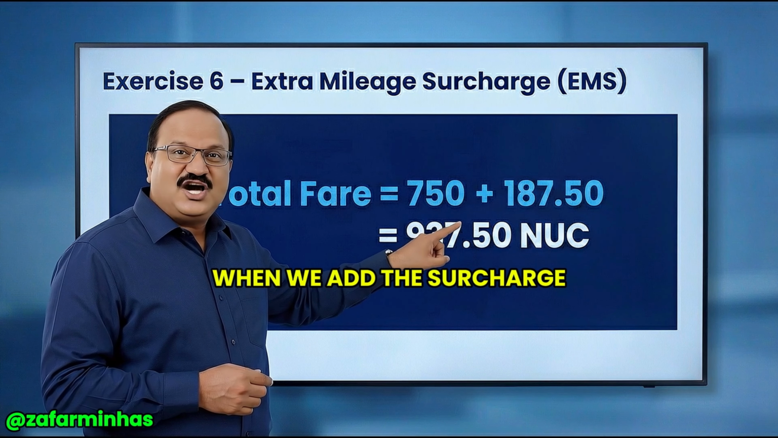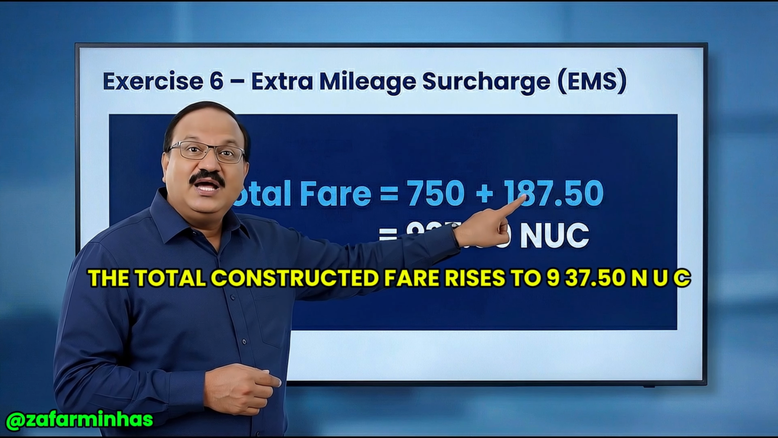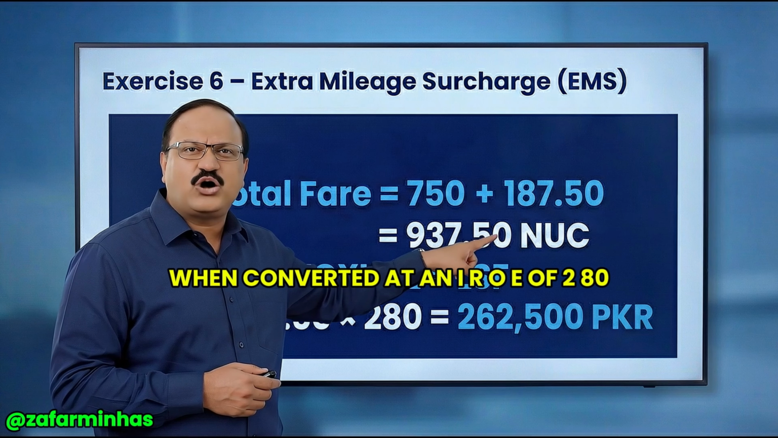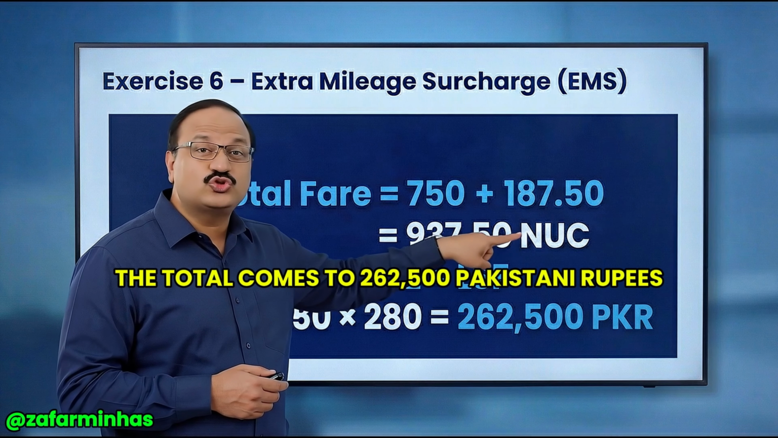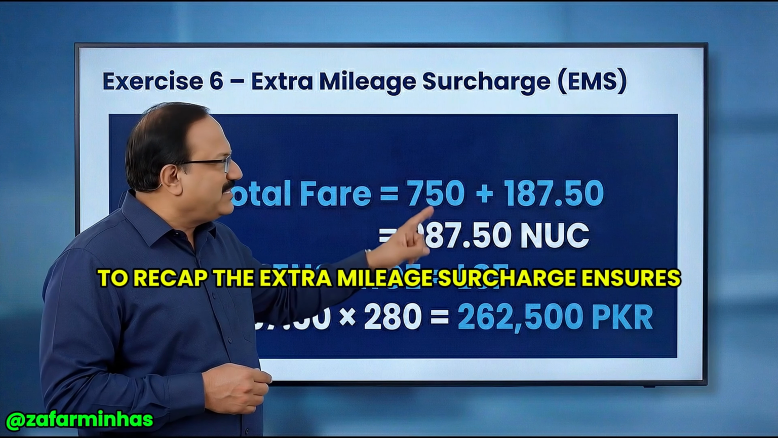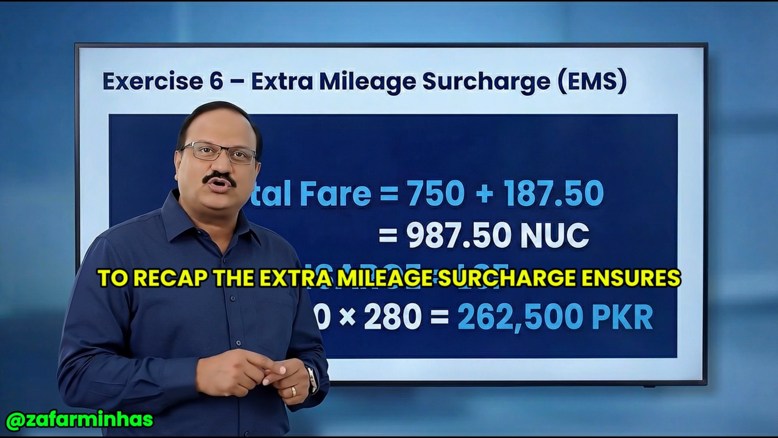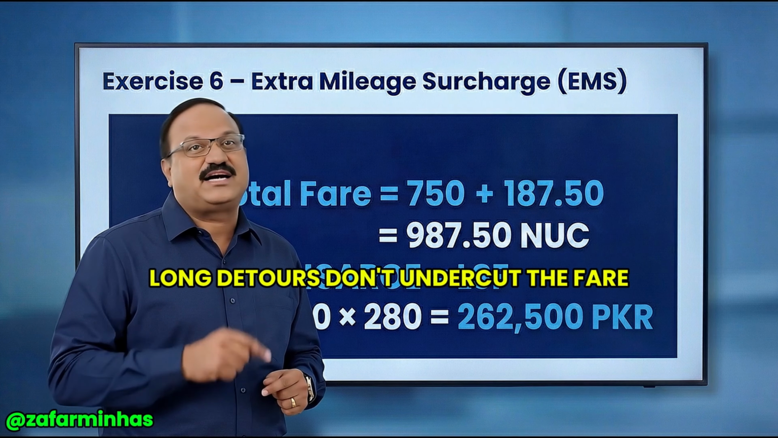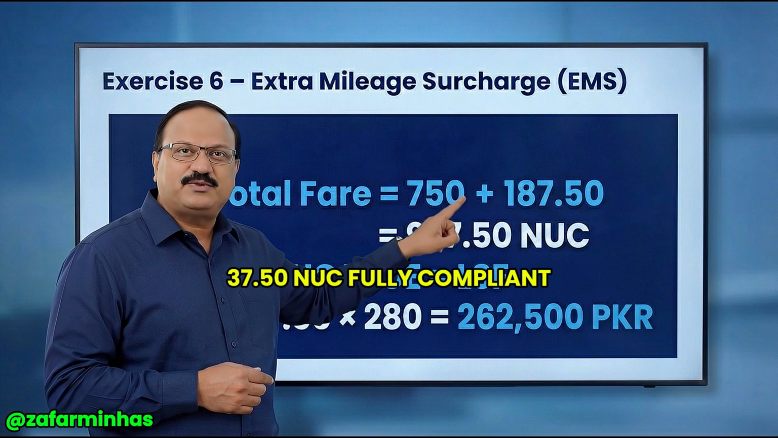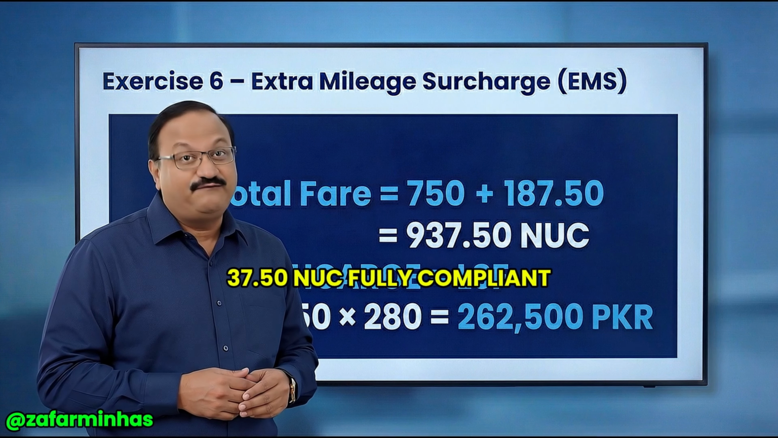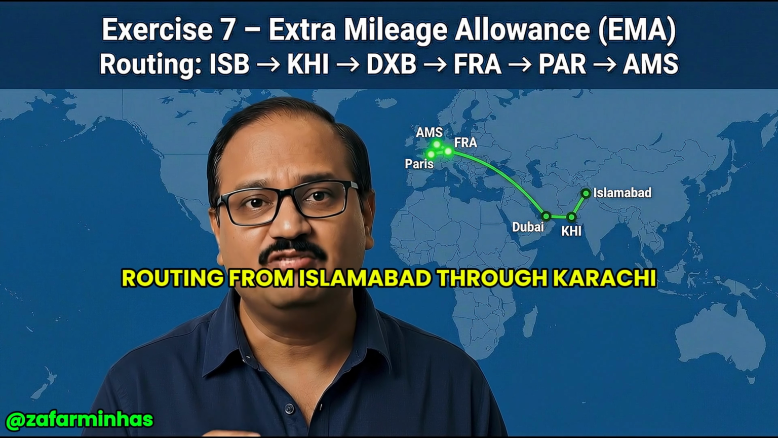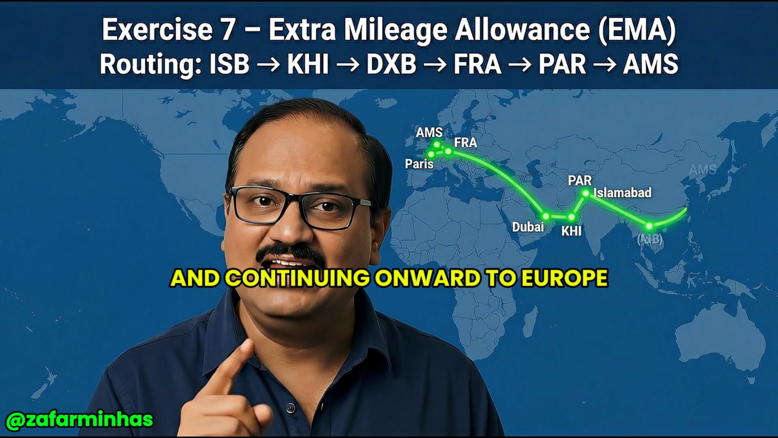When we add the surcharge, the total constructed fare rises to 937.50 NUC. When converted at an IROE of 280, the total comes to 262,500 Pakistani rupees. To recap, the extra mileage surcharge ensures long detours don't undercut the fare. Here, the surcharge raised the total to 937.50 NUC, fully compliant.